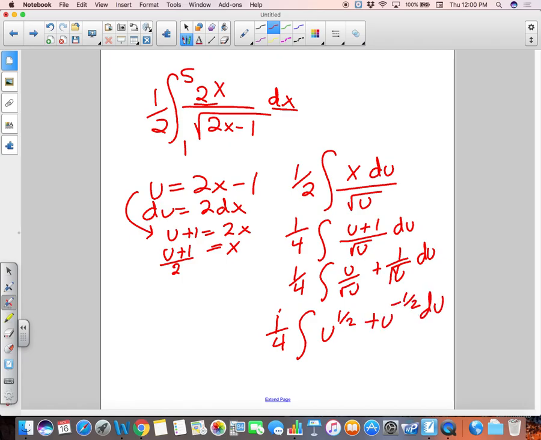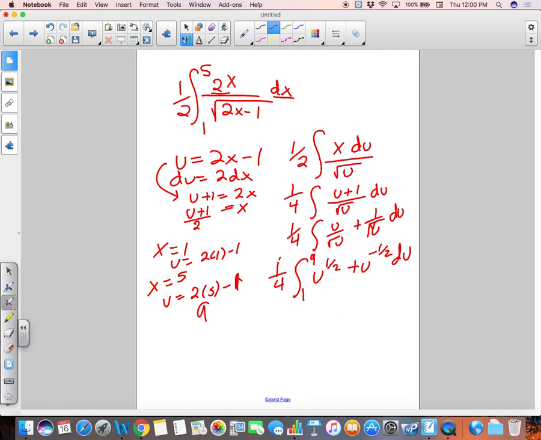Yes. Change your limits. I haven't changed my limits yet. Let's see. When x is 1, u is going to be 2 times 1 minus 1, which is 1. When x is 5, u is going to be 2 times 5 minus 1. It's going to be 9. All right. And once I've done that, I can leave the other one behind, right? You just integrate now, right? Like you want to subtract.